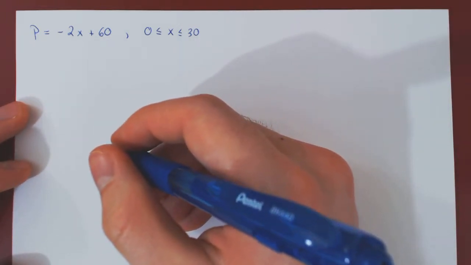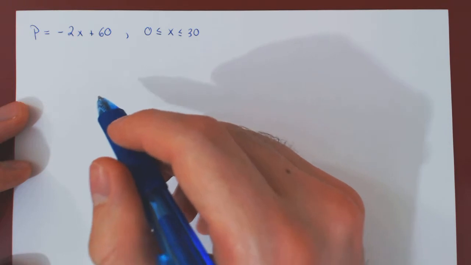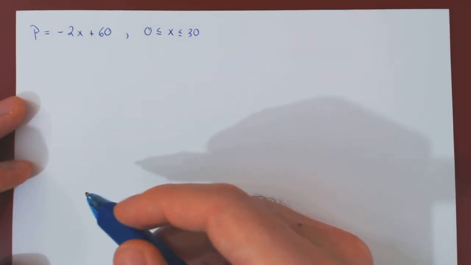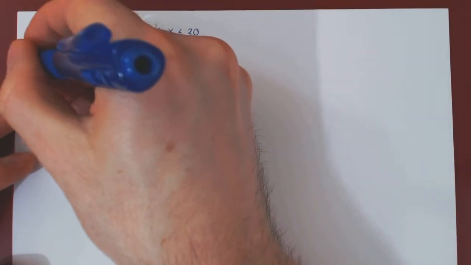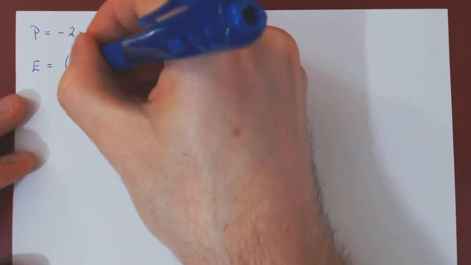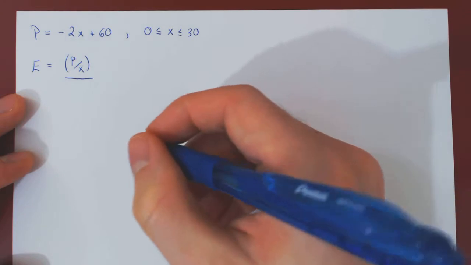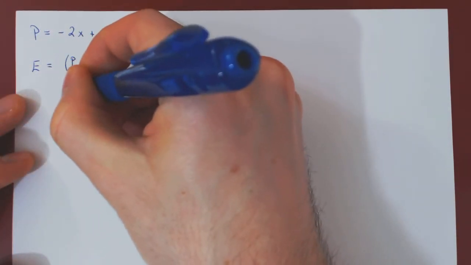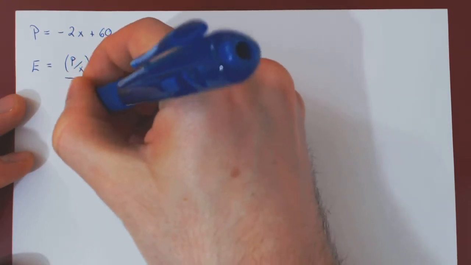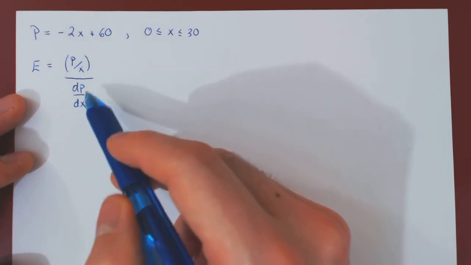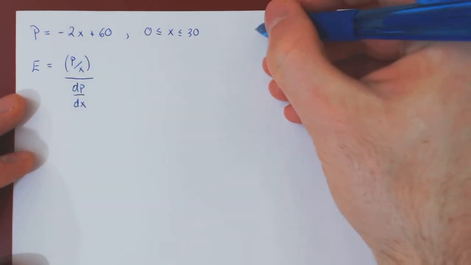Okay, so in this video, we will find the price elasticity of demand for the given demand function for three different prices. So recall that price elasticity of demand is given by P over X over the rate of change of the demand function with respect to X, therefore dP over dx. So we already have P, so we can find P over X. We need the derivative of P with respect to X.